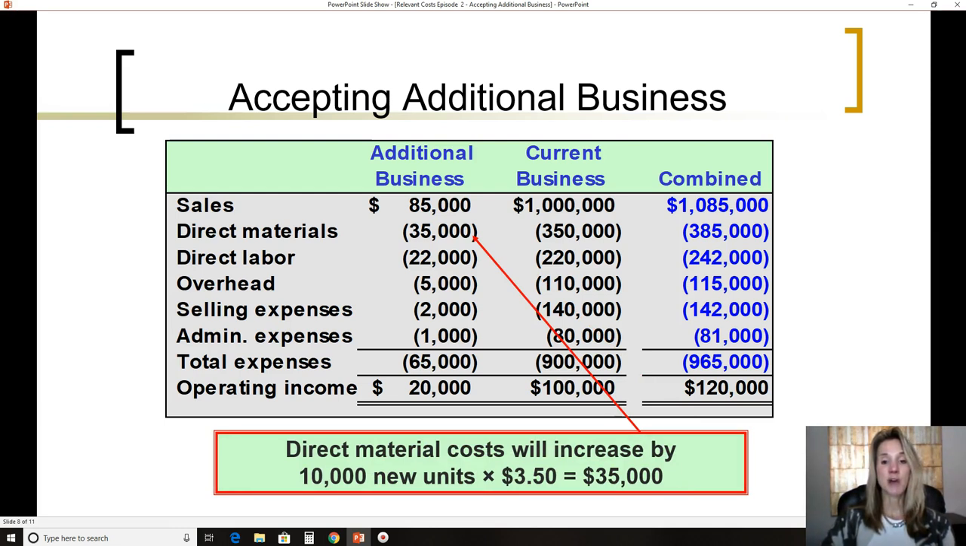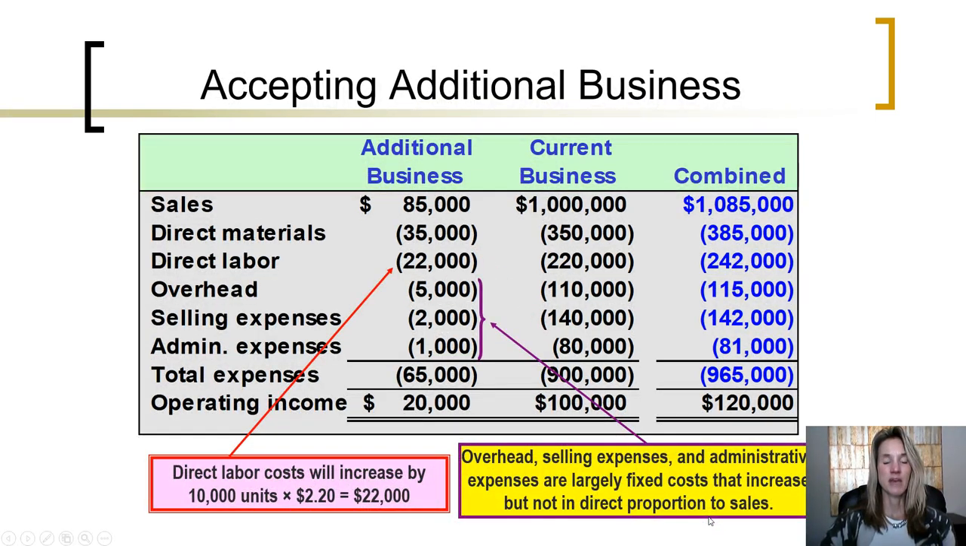The direct material costs are incremental. They have to pay for the direct materials in order to create these products. So the cost for direct materials, 10,000 units at a cost of $3.50 each, is $35,000 associated with just this order. In addition to the direct material costs, they will also incur additional direct labor. At 10,000 units, $2.20 apiece, total additional direct labor costs are $22,000.